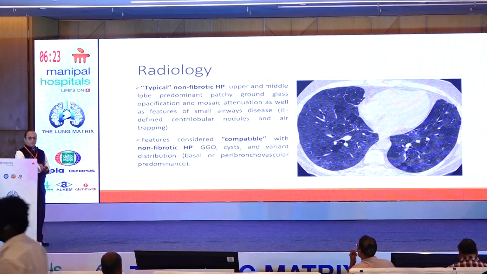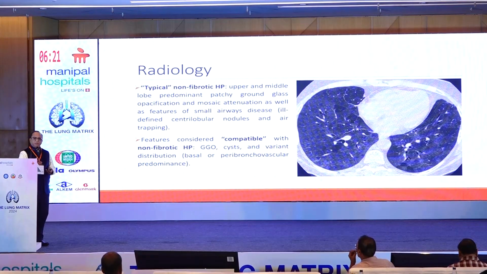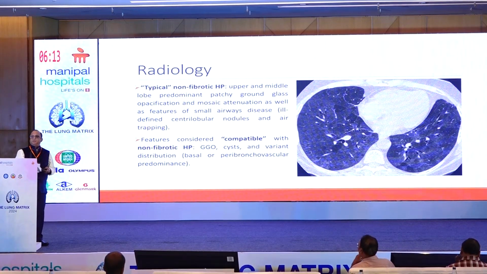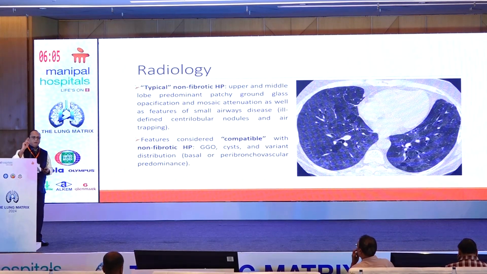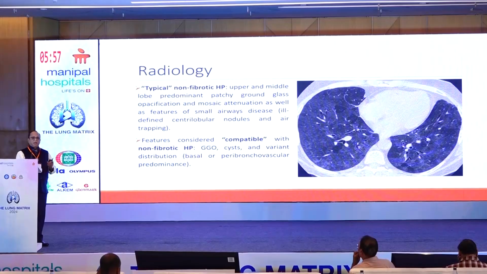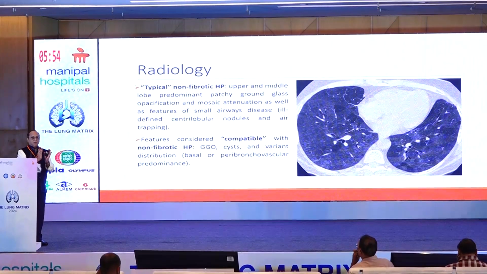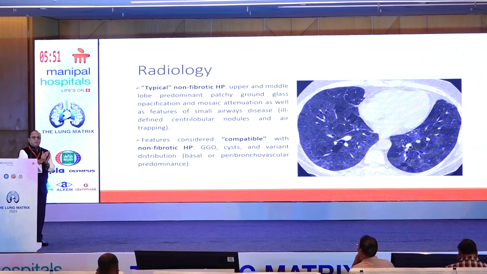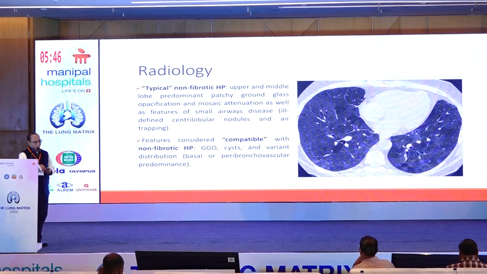So in typical HP, you find that upper and mid zones are involved, as I said, zones of good ventilation. There are patchy GGOs, and with any GGO we need to look at two things. Are they angiocentric? Are they following blood vessels? Are they following the airway tubes? Bronchocentric. So we look whether they are bronchocentric, and if a portion of the lung forms GGO, it will lead to air trapping, and that is what we see as a mosaic attenuation.